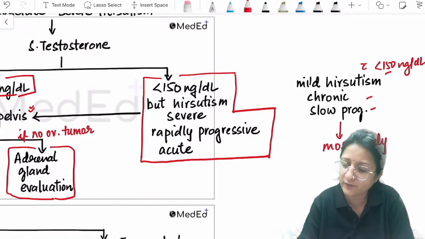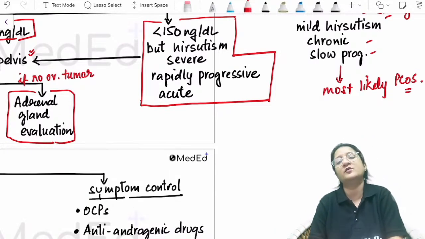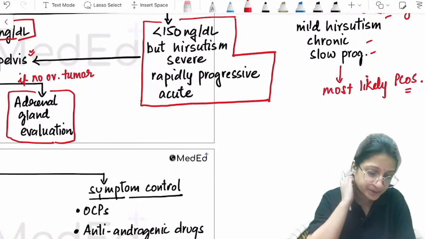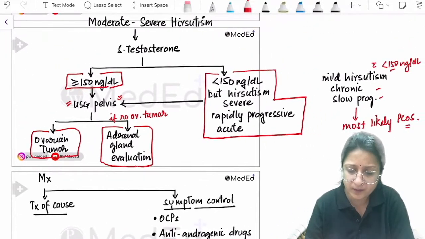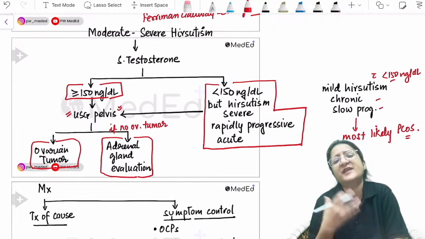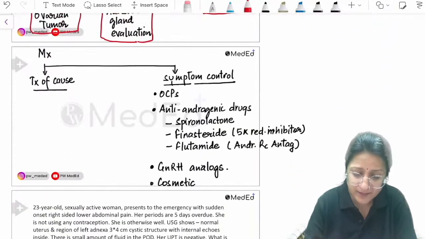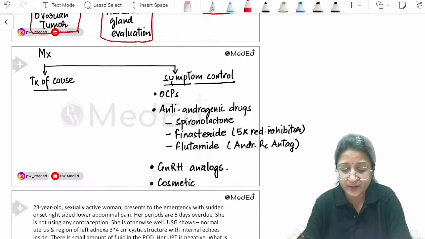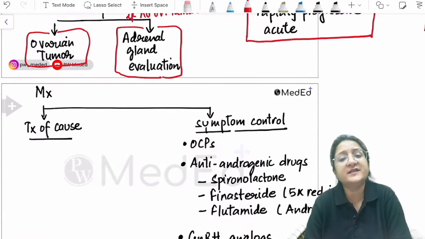And then the profile would be that of a PCOS patient. Okay, clinical profile would also be important, right? So this is about management, or how to approach which test to do in a hirsutism patient. Treatment management is going to be management of cause, right? And the other thing that we are going to go for is symptom control.